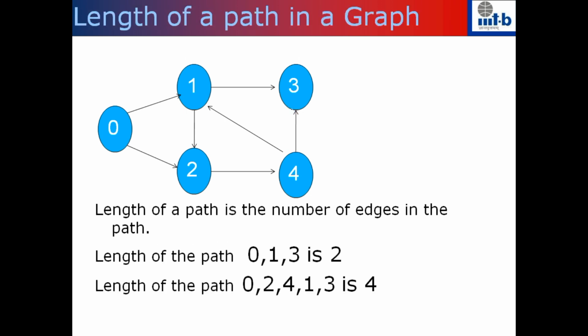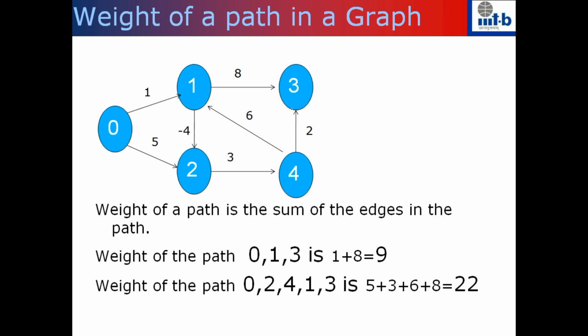The length of the path is defined as the number of edges in the path. For example, the length of 0, 1, 3 is 2. The number of nodes in the path is 3, but what matters for the length is the number of edges in the path. So let's try to remember: the length of the path is the number of edges in the path. Similarly, when you look at the path 0, 2, 4, 1, 3, the number of nodes in this path is 5, so the number of edges will be 1 less than the number of nodes, which is 4. So the length of the first path is 2, and the length of 0, 2, 4, 1, 3 is 4.